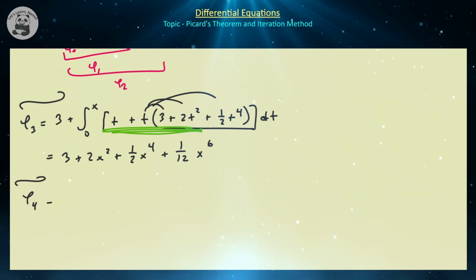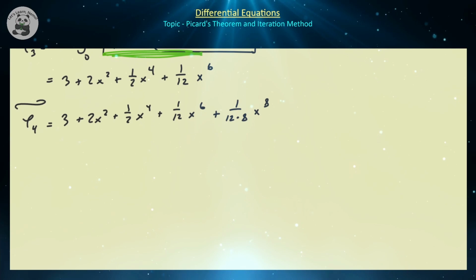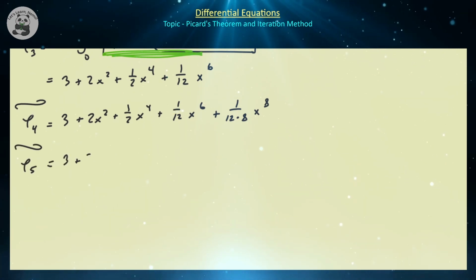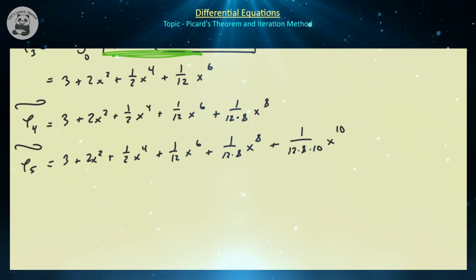And if we do, for example, phi 4, you're going to have 3 plus 2x squared plus 1 over 2 x to the 4 plus 1 over 12 x to the power of 6 plus the next term is going to be 1 over 12 times 8 x to the power of 8. And do you see the pattern yet? So phi 5 is going to be 3 plus 2x squared plus 1 over 2 x to the 4 plus 1 over 12 x to the 6 plus 1 over 12 times 8 times x to the 8 plus 1 over 12 times 8 times 10 times x to the power of 10. Right? So in some sense, what are we exactly looking at here? Now, did I make any silly mistakes? I don't think so. No, we're safe.